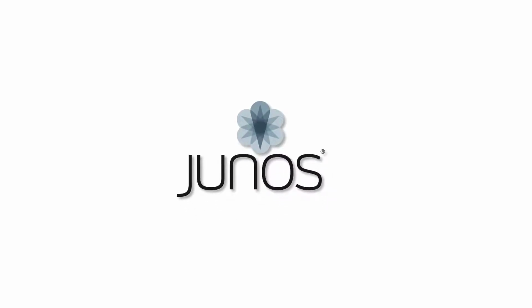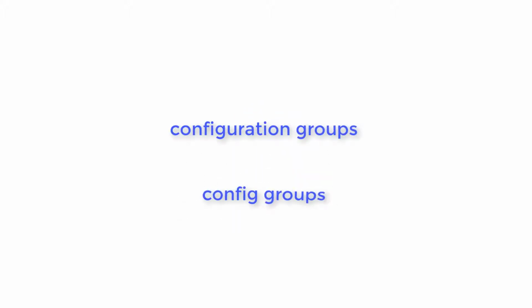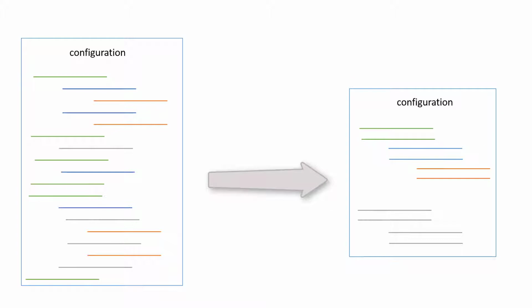Junos makes managing your device's configuration easy. Junos includes a feature called Configuration Groups, or config groups, that will help organize and simplify the config while also reducing its size and complexity.